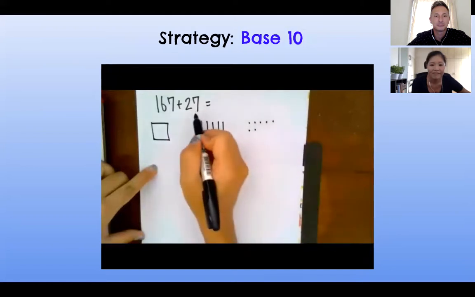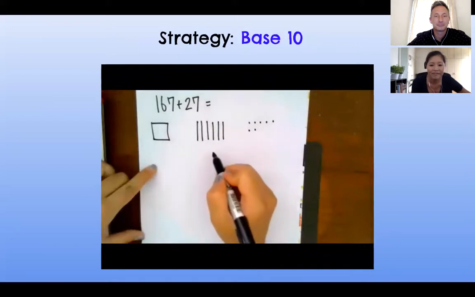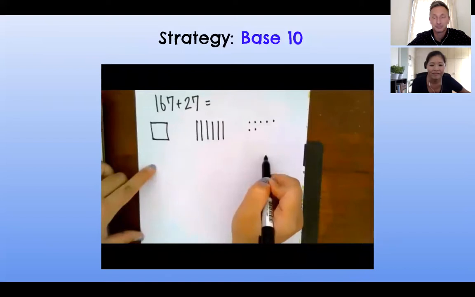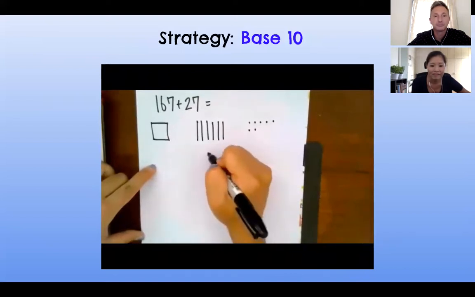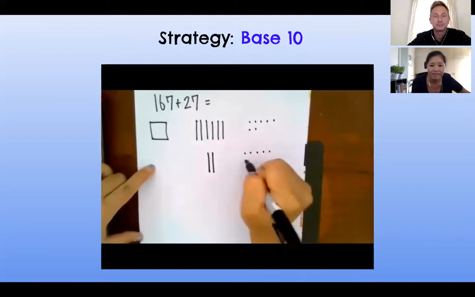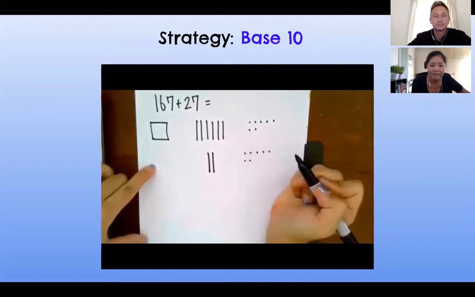167. Next, I'm going to build the second number, 27. And I'm going to make sure that I line up my tens and my ones. So 27. 5, 6, 7. Now I'm ready to add.